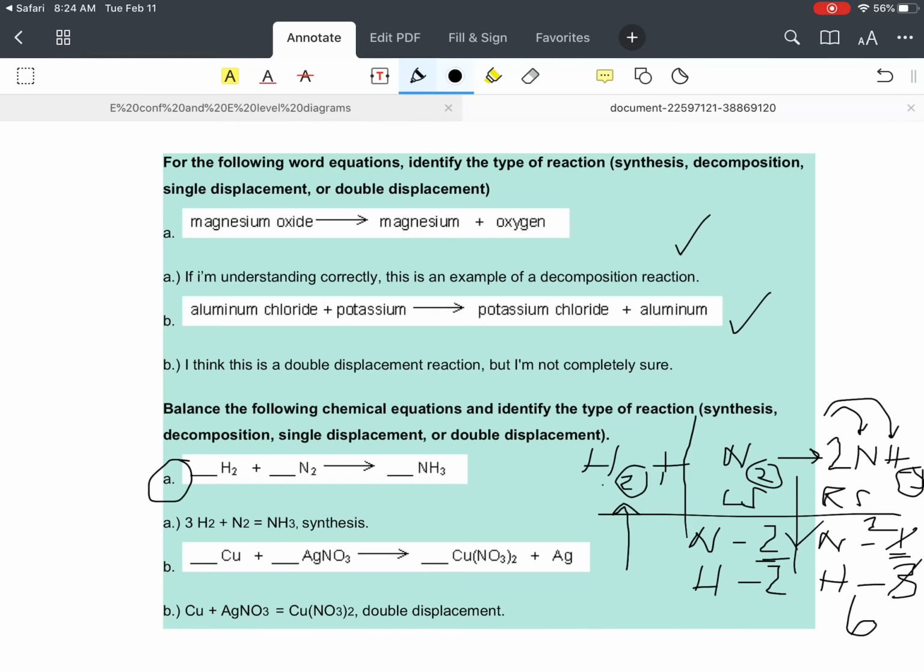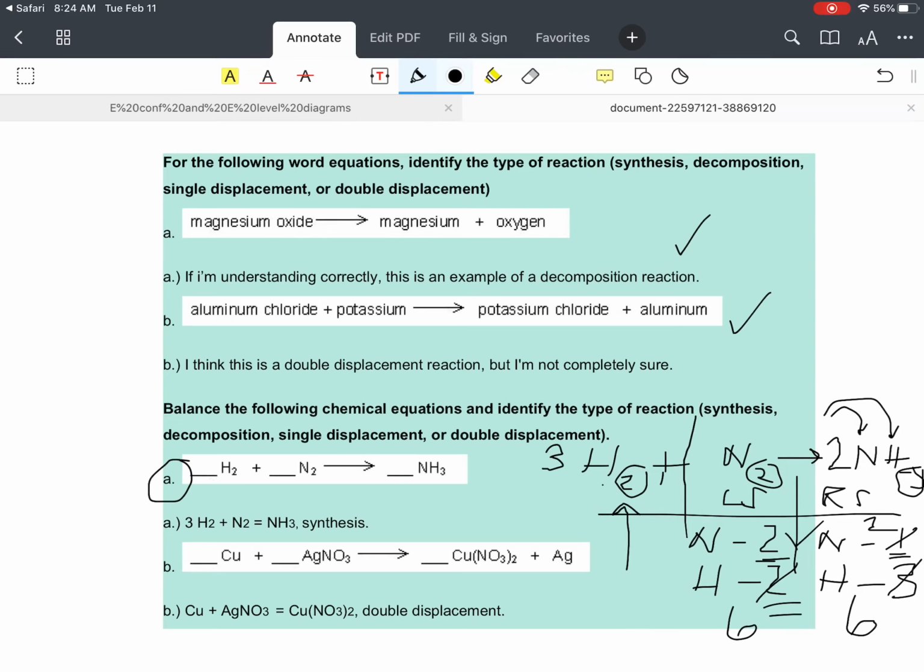But now with my hydrogen, I've got 6, and I've got 2. So in order to make this 2 on the left side a 6, what I can do is put a 3 here, and then I have a 6. And that's how you can do left side, right side balancing. So give that a try and let me know how it goes.